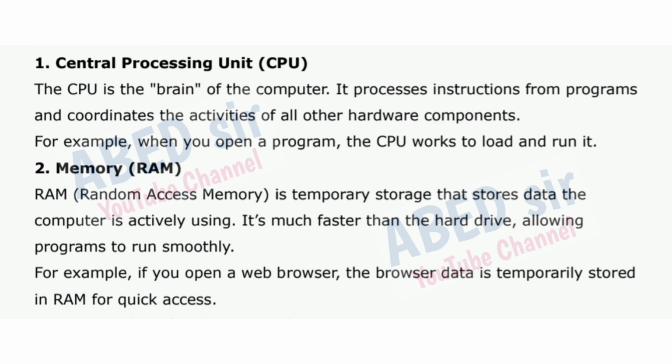2. Memory, RAM. RAM, Random Access Memory, is temporary storage that stores data the computer is actively using. It's much faster than the hard drive, allowing programs to run smoothly. For example, if you open a web browser, the browser data is temporarily stored in RAM for quick access.